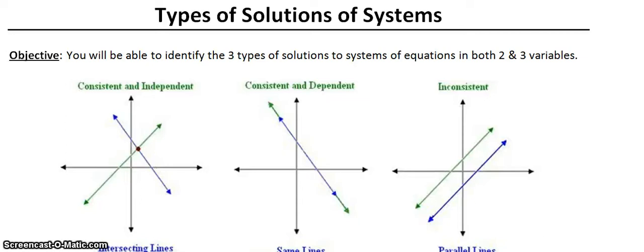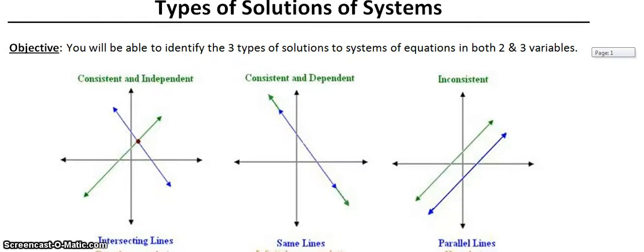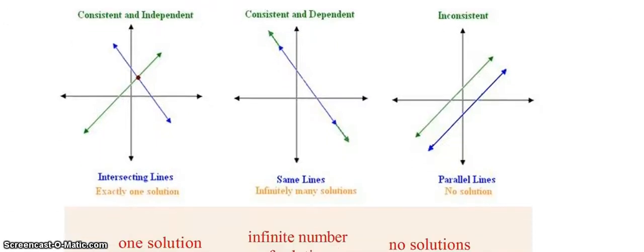Hi everyone. The goal of this video is to review systems in three variables, and by the end of the video you should be able to identify the three types of solutions to a system of equations, and these types of solutions will apply to both two and three variable systems. So I'm going to look at two variable systems to begin with because this is what we should be familiar with. There are three different types of solutions for a two variable system.